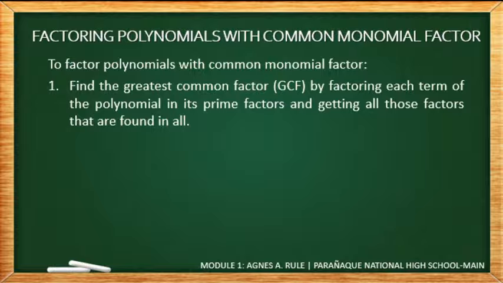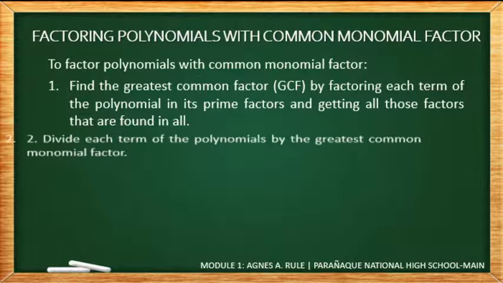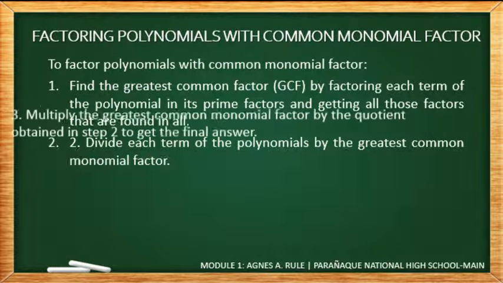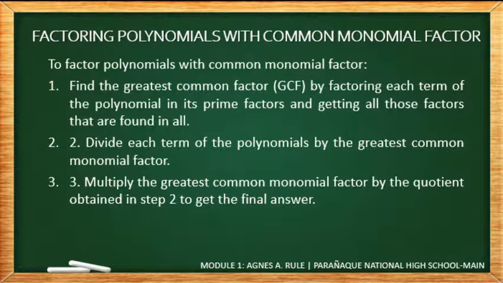Di ba hinahanap muna natin kung meron silang same variable? In example number 1 naman natin, we need to find the greatest common factor kung saan sila pwedeng i-divide. So, ganun lang din yan. Number 2, divide each term of the polynomial by the greatest common monomial factor. Yung tinutukoy dito na greatest common monomial factor is the GCF of each term na meron sa polynomial. And number 3, multiply the greatest common monomial factor by the quotients obtained in step 2 to get the final answer. It means we just combine the GCF and the quotient.